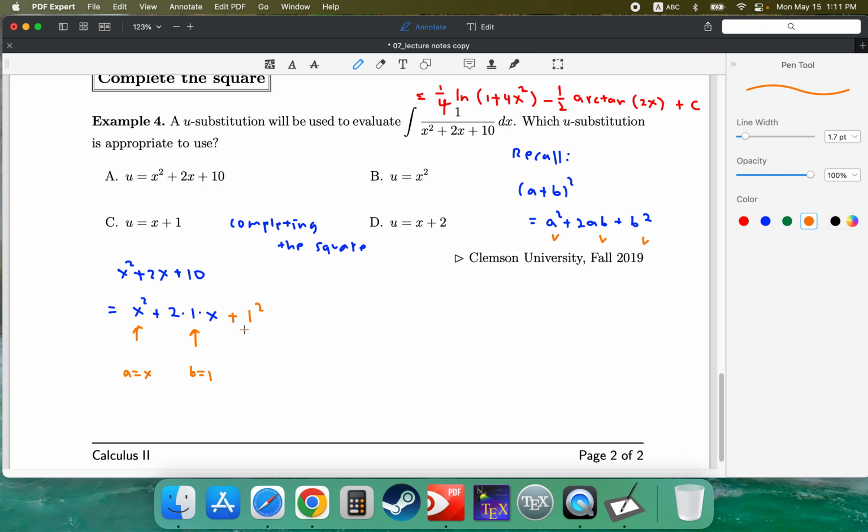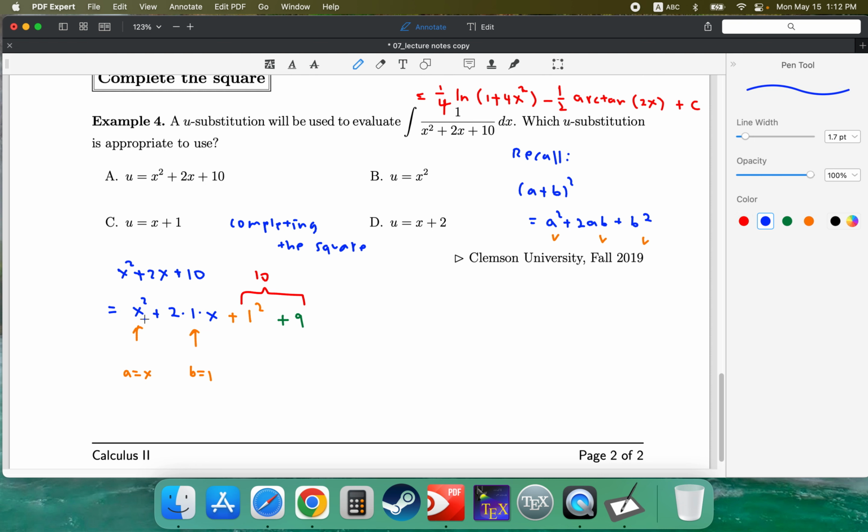Okay, now of course you cannot just add 1 right here. You cannot just add 1 to your problem. That will change the whole value. So you need to minus 1. But since we have 10 right here, that means we have 9 left. So you can see that this 1 plus 9 is 10, so I didn't change the value at all.